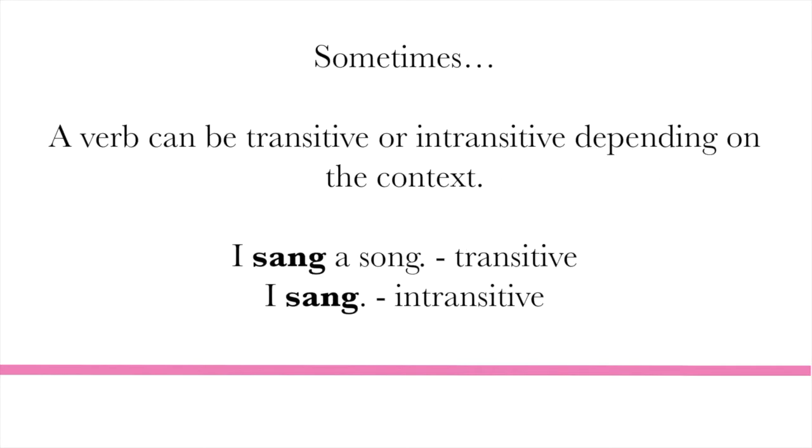Sometimes a verb can be transitive or intransitive depending on the context. I sang a song. In this sentence, sing is transitive because it takes a direct object. The song is receiving the behavior of sing. Alternatively, I sang by itself is a correct sentence, and here it is in the intransitive form.